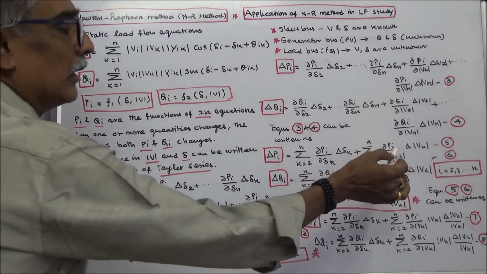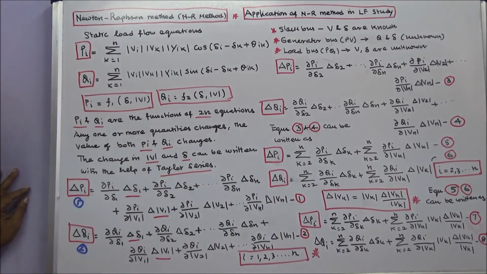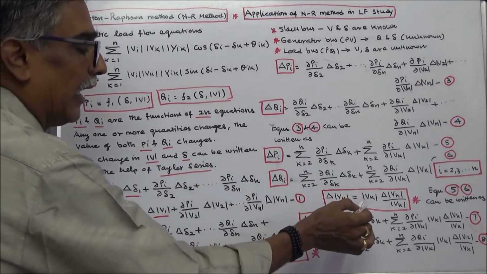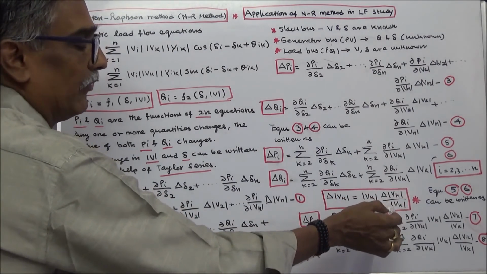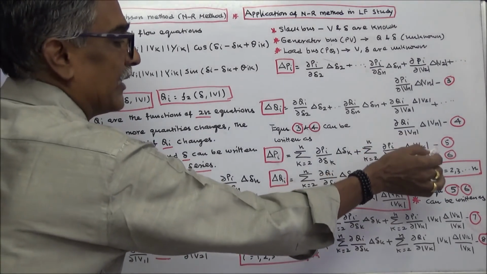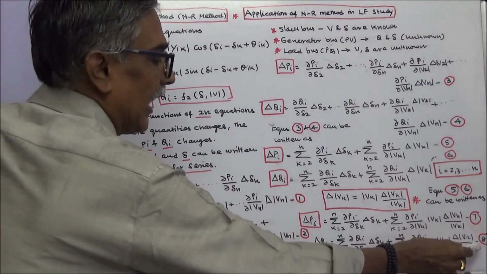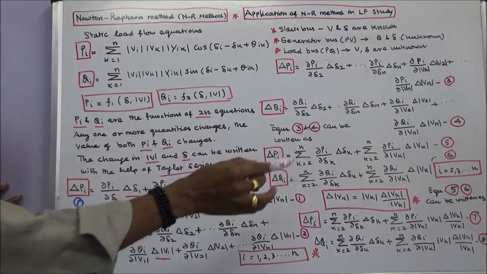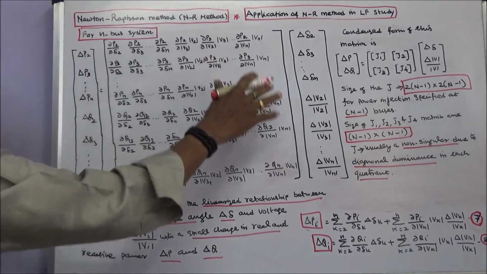Now delta modulus of Vk, for my convenience I can write as modulus of Vk into delta modulus of Vk by modulus of Vk. I substitute this in equations 5 and 6. I got equations 7 and 8 like this. Equations 7 and 8 can be written in matrix form. This is for the n-bus system.